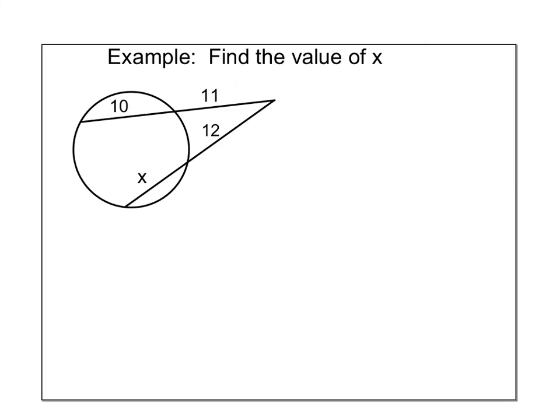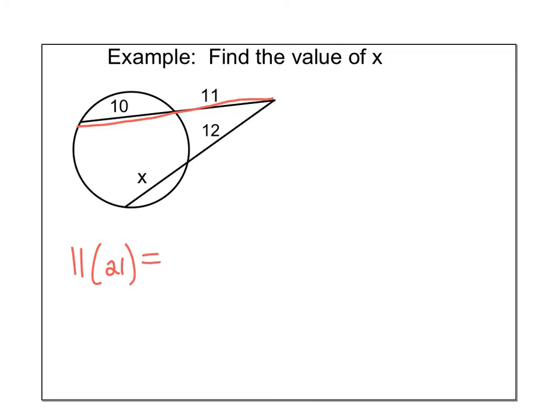Alright, so example 1, let's find the value of x. I see that there's an outside piece and an inside piece. So this is not the one with the two chords, this is actually two secants. I'm going to follow the rule: the outer length times the entire. So let's do this secant first. The outer length is 11, and the entire segment is 21.